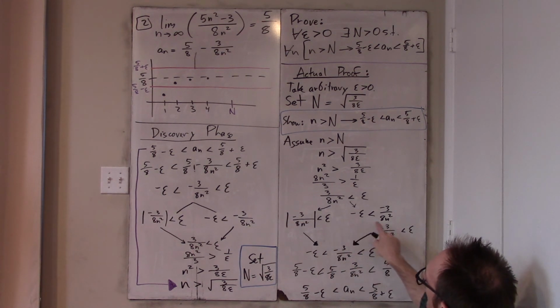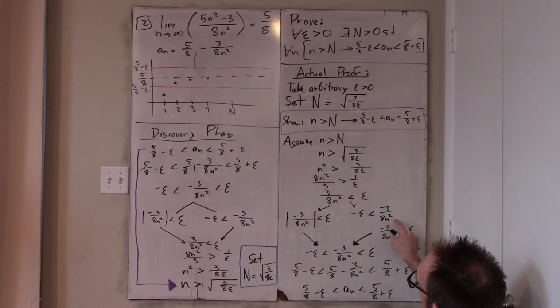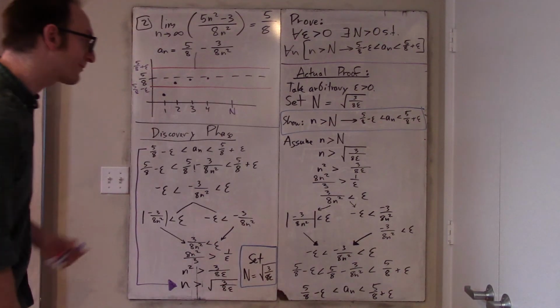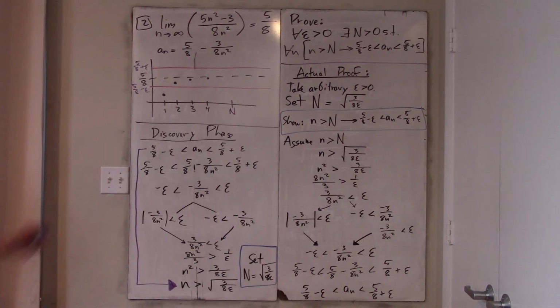Because if you have negative epsilon is less than negative 3 over 8n squared, and negative 3 over 8n squared is less than epsilon, then you just put those together. So okay, I've shown you two different, minor variants of handling this little technical challenge. But either way, the big picture is we did what we needed to do, and hopefully that helps.